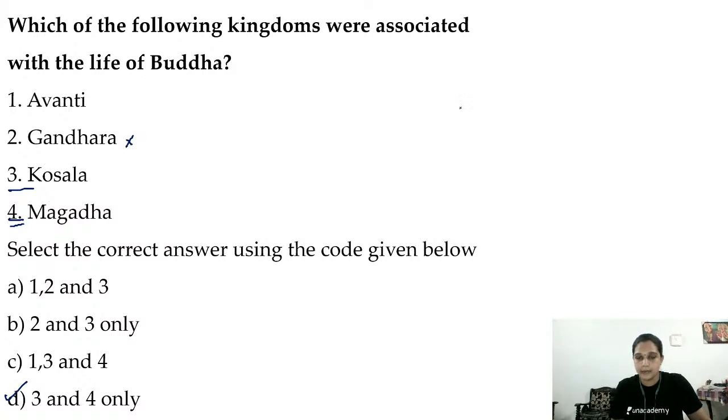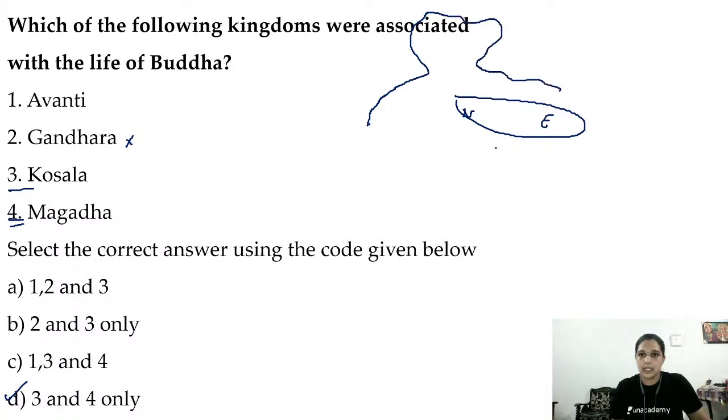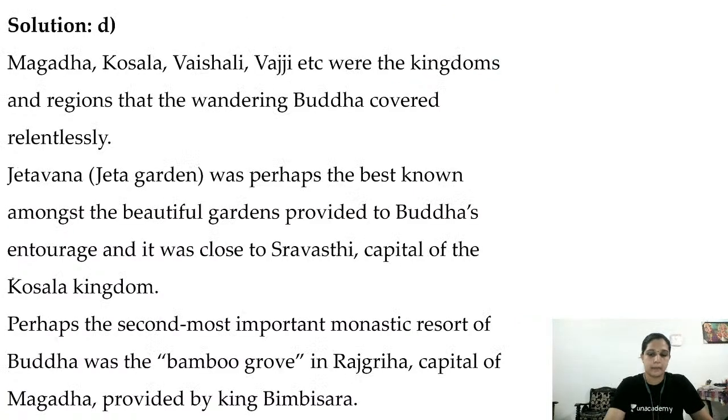Okay, so you won't get that. No, Buddha's life was there in this northern eastern part. So if you have India like this, so India like this part only you had Buddha's life. So in that, if you see Kosala and Magadha will come, Gandhara and Avanti was here. Avanti is in the southern part. So it will be in this place. So these two only will come. Map, again map. Okay. See this. Magadha, Kosala, Vaishali, Vaji, etc. were the kingdoms, regions that were wandering Buddha covered relentlessly.